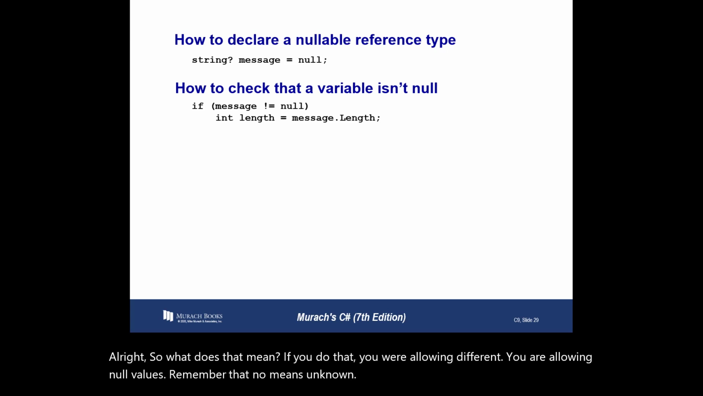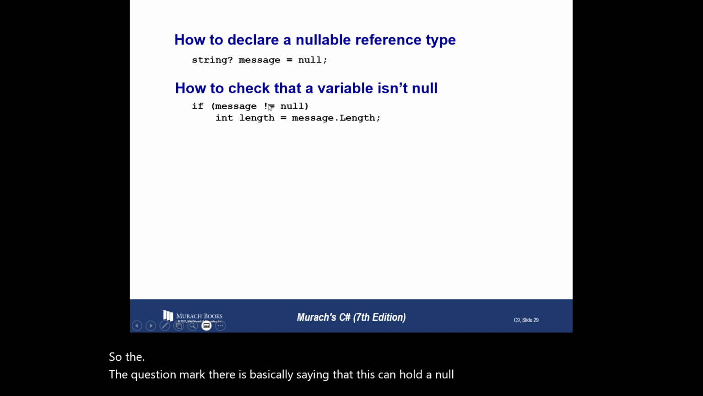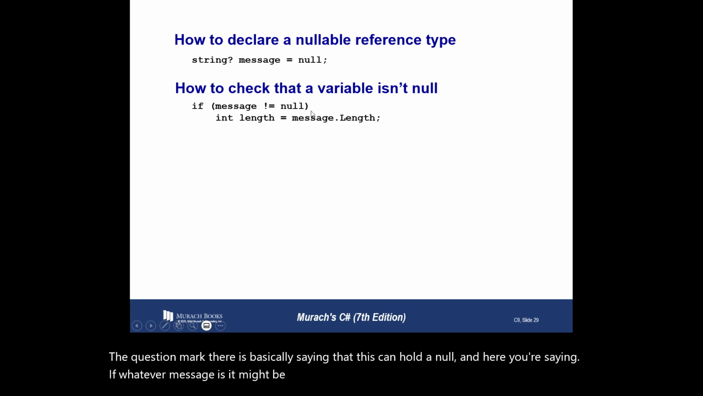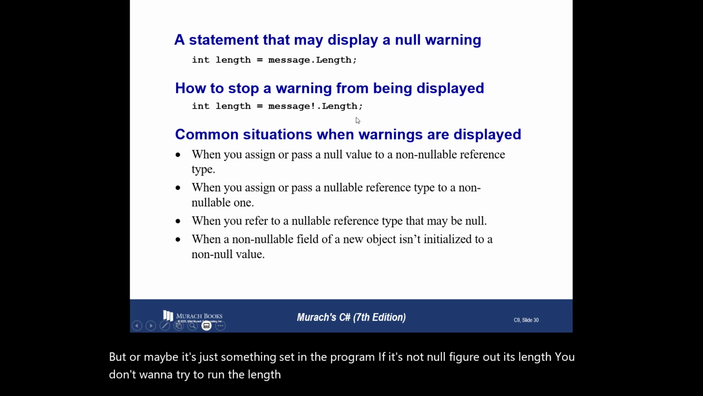All right. So how to declare a nullable reference type? Okay, so the question mark there is basically saying that this can hold a null. And here you're saying if whatever message is, it might be the value that's in a text box or something else, or maybe it's just something set in the program. If it's not null, figure out its length. You don't want to try to run the length function on a null string. Okay, it can lead to programmatic errors.